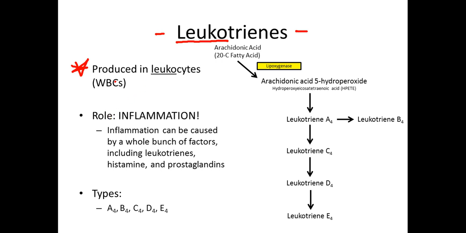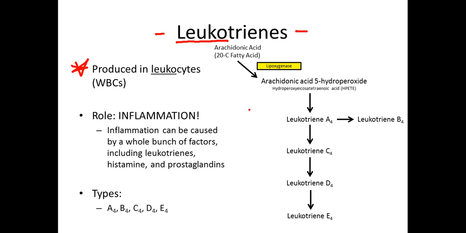Leukotrienes are going to be used to create inflammation. So when you stub your toe, your white blood cells will create leukotrienes and inflammation. That's why you get that throbbing feeling. Inflammation can be caused by a whole bunch of different things, including the leukotrienes. And you see here, this is how it's made. So we have Leukotriene A4, C4, D4, E4, and B4.